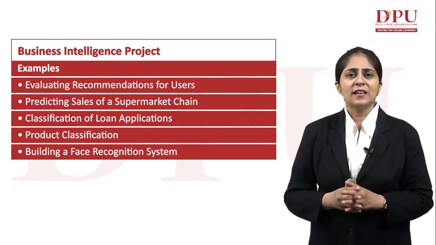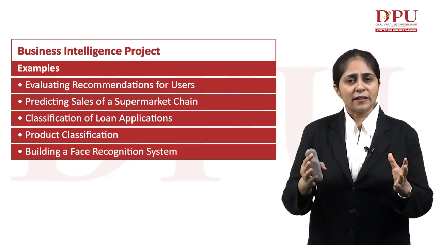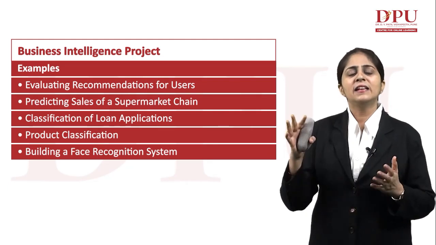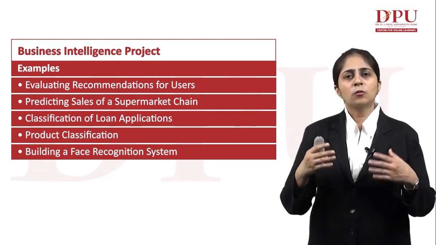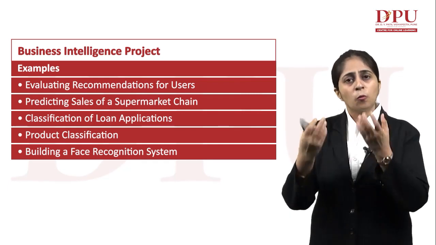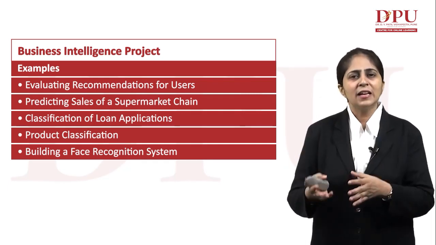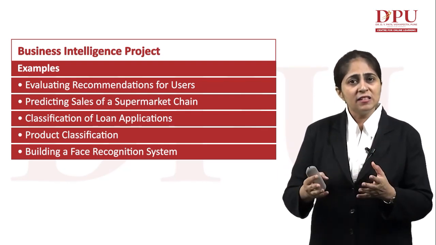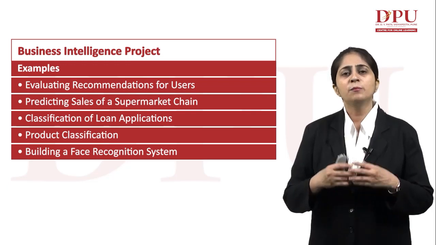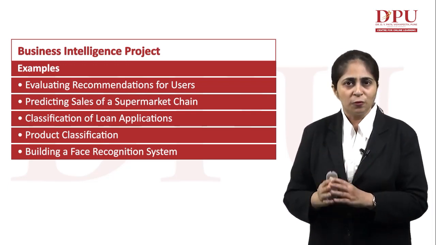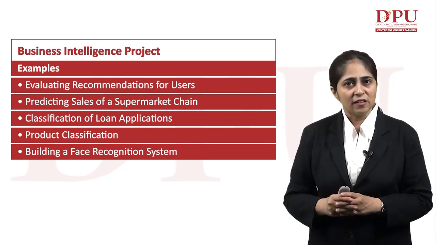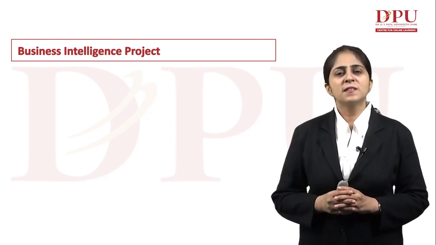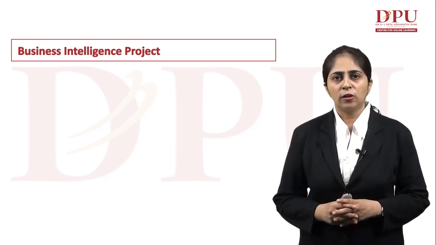So with these few examples, we have seen that business intelligence can be applied in almost every area nowadays. Whether we are talking about shopping, watching TV, banking, or any and every field, whether healthcare, finance, teaching, everywhere business intelligence can be used and applied in a useful way to benefit the organization. Now, we have seen how important a business intelligence project can be for any organization.